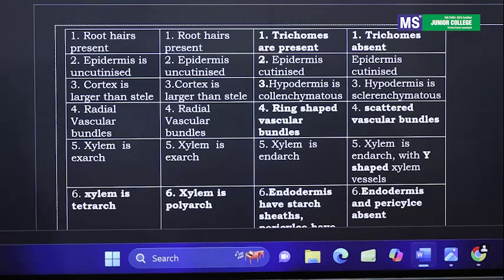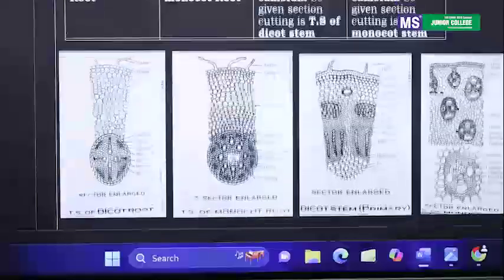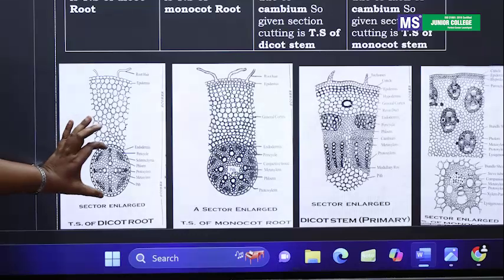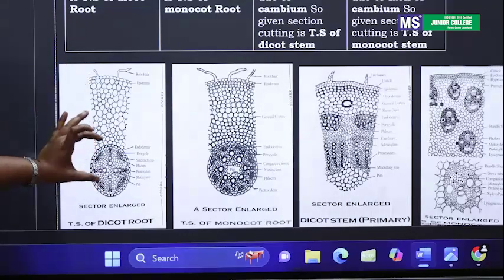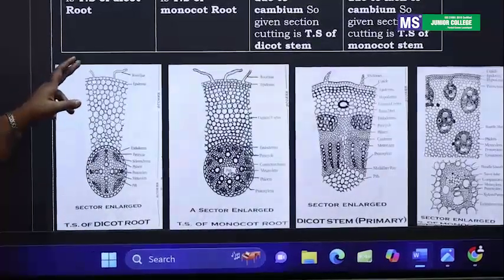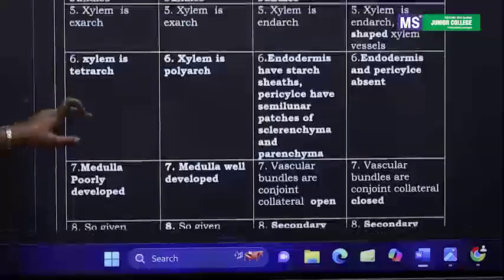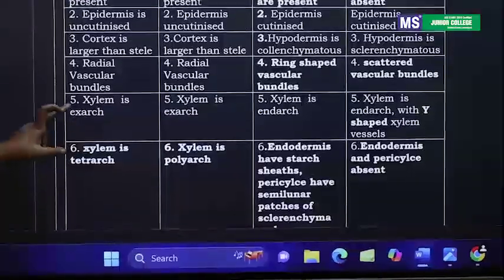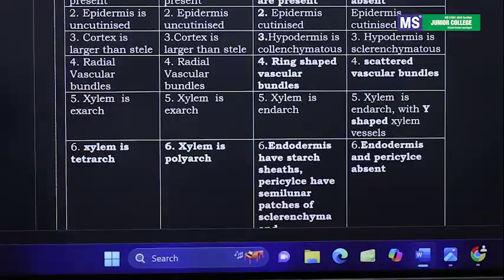And here if you are observing the diagram, this is cortex and this is stele. Cortex is very large when compared to the stele. This is the common point in both monocot and dicot root. And here, if you are observing the kind of vascular bundles as identification characters in both monocot root and dicot root, both have radial vascular bundles, and xylem is exarch. You are very much aware of that.